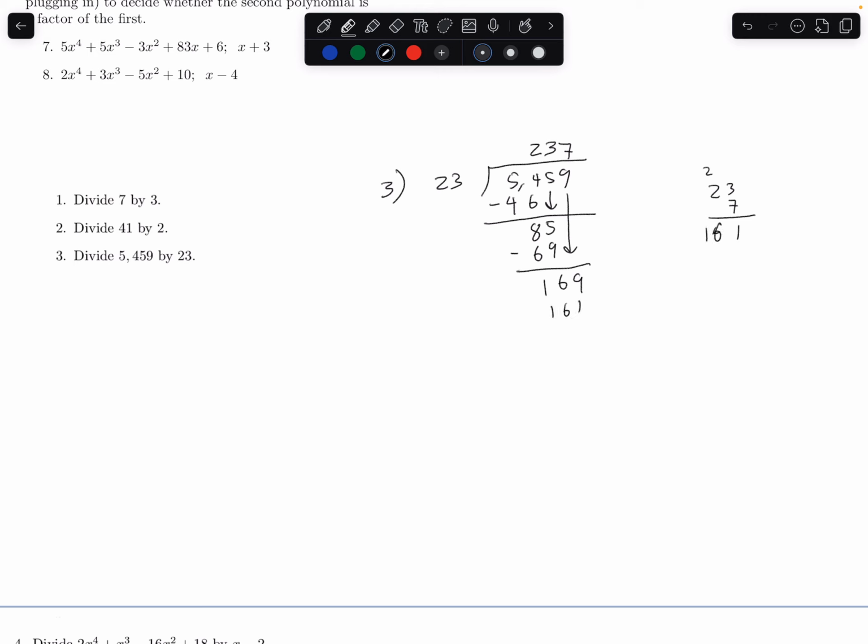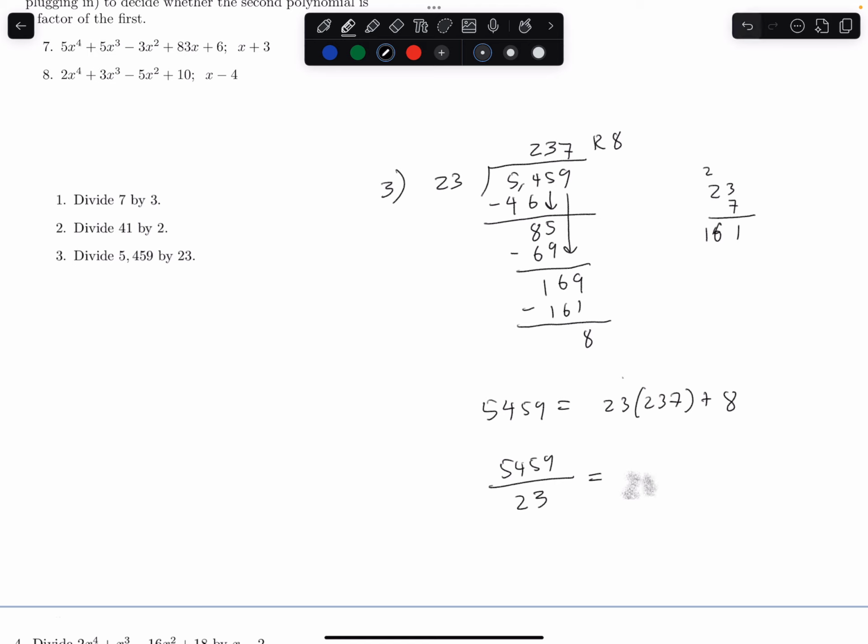So that's 161, right? The product of that guy and that guy. And then you subtract it. So it's 169 minus 161, it's just 8. That makes it the remainder. The same deal here. You could say, if you wanted to, 5459 is 23 times 237 plus the 8. Or you could say 5459 divided by the divisor is the quotient plus the remainder divided by that same divisor. So check that out, right? That's what the division algorithm is all about.